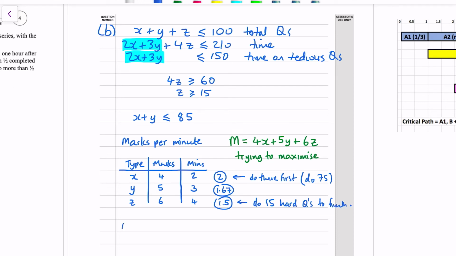Okay, so the optimal solution is 75, 0, 15. And that's just purely a logic-based answer to that linear programming question. It's not having to look at the feasible regions and find the furthest point.